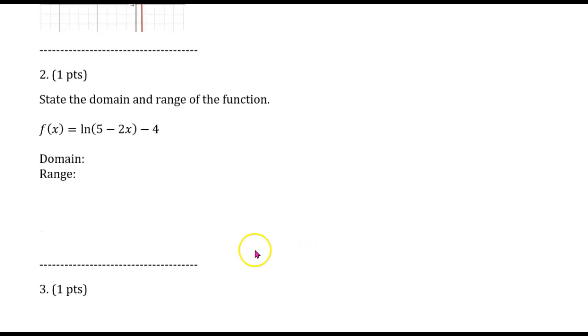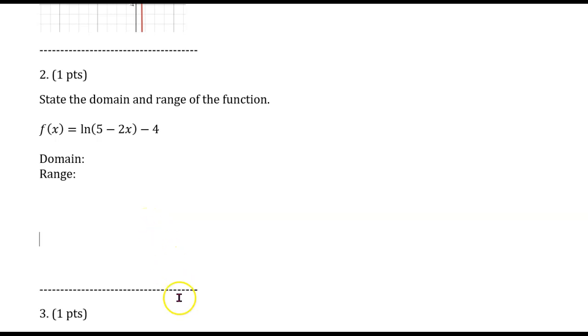State the domain and range of the function. While we're looking at the domain and range of this function, we need to figure out what it's going to look like. In this case, we want to state the domain and range of the function f of x equal to natural log of quantity 5 minus 2x, close the quantity, minus 4. The minus 4 is not a part of the natural log.